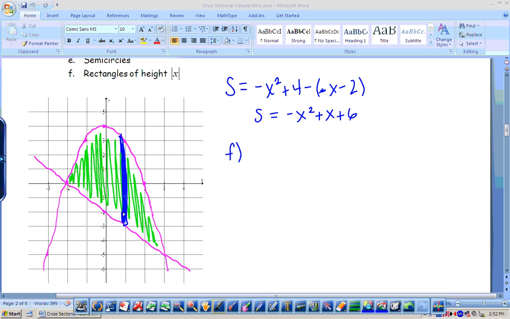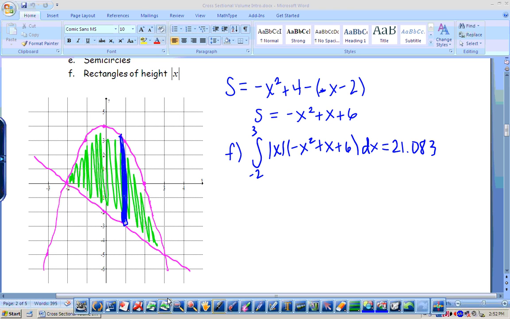So if we're integrating the area of the rectangle, then we will integrate the height, which is the absolute value of x, times the length of the base, which is negative x squared plus x plus 6 dx. And like all of the others, the limits of integration go from negative 2 to 3. And if you type that into your calculator, you should get 21.083.